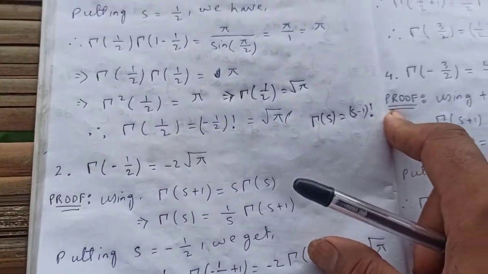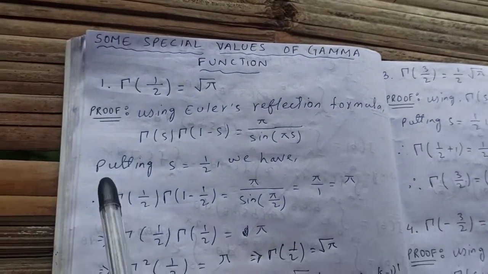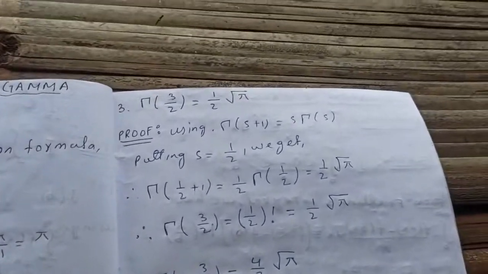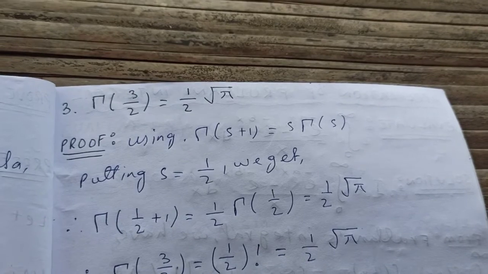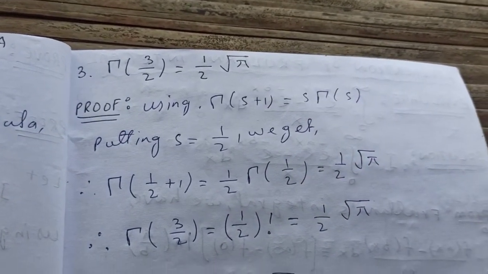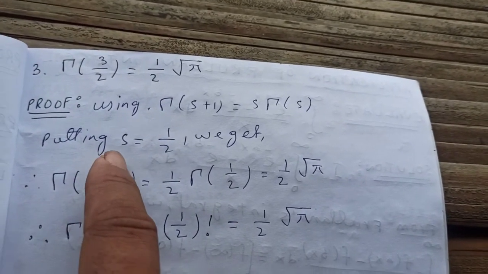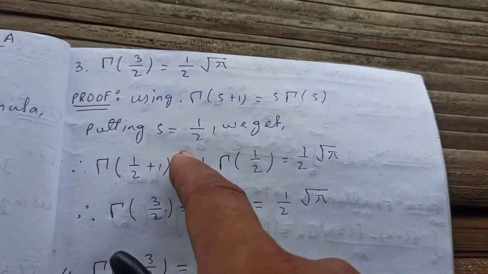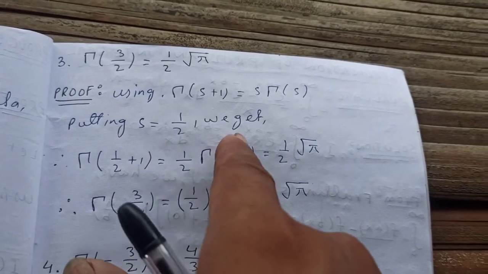Now, the third one is gamma of 3 by 2. Here we evaluated gamma of half and gamma of negative half. Next, we are going to evaluate gamma of 3 by 2, which is half of the square root of pi. Without further delay, let's use gamma of s plus 1 equal to s gamma s. Putting s equal to half, we get gamma of 1 by 2 plus 1 equal to 1 by 2 times gamma of half.